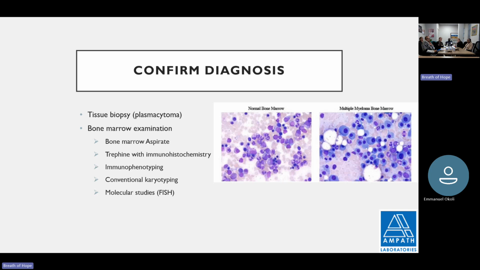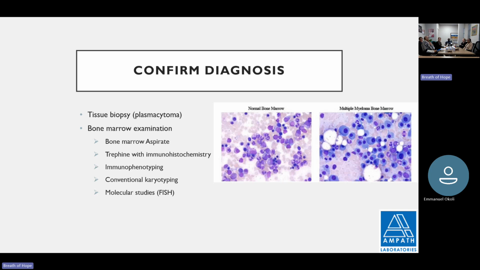We're going to do karyotyping. It's very nice to have an initial karyogram of a patient that's been diagnosed with a plasma cell dyscrasia. It also helps to follow up and see if there are additional mutations occurring. And then FISH is also used to monitor for prognostic value.